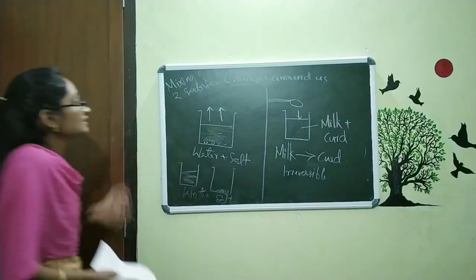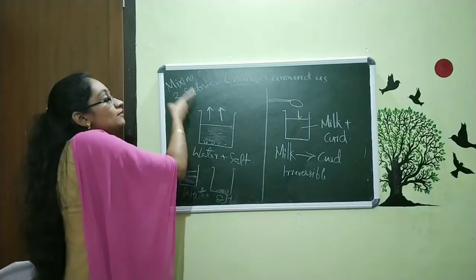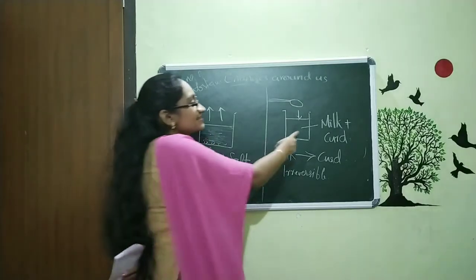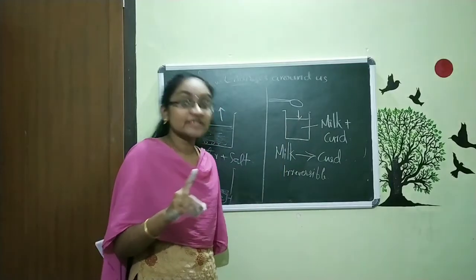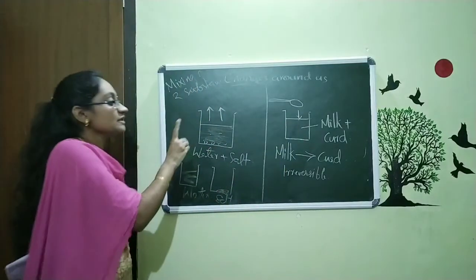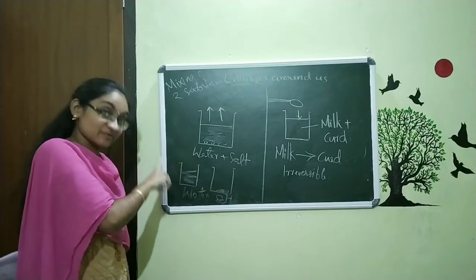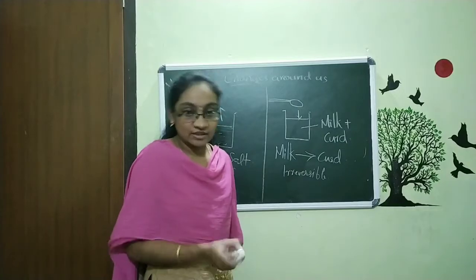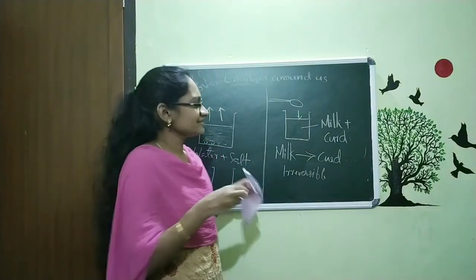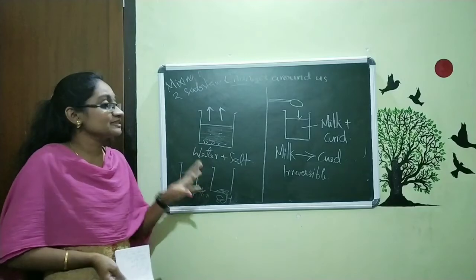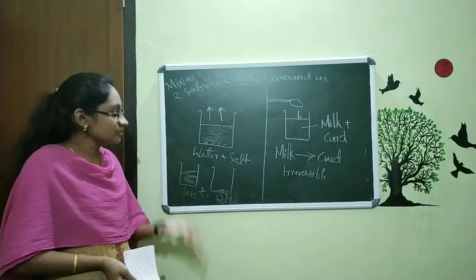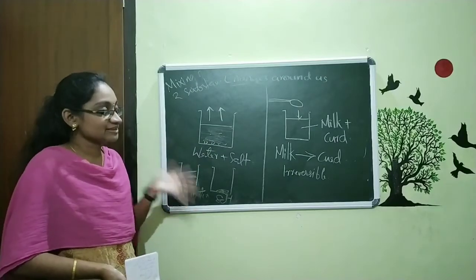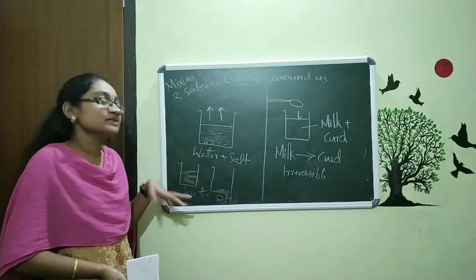So you just want to understand that here we are mixing two substances: one, water and salt, and here, milk and curd. The thing is this: in some cases the mixing of substances will be reversible. In some cases the mixing of substances is irreversible. Both of the things will occur. So within this chapter the main thing is to study which changes are reversible and which changes are irreversible. Basically within this chapter the aim is that.